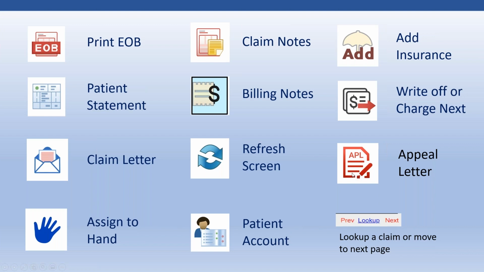So if you got a denial, you want to get that appeal letter out right away, you can do that from the remittance screen. And if you have a large remit, you have your previous and next page, but you also can do a lookup by pushing the lookup button. You can look it up by claim number or patient name or something like that if you want to get to a specific claim.